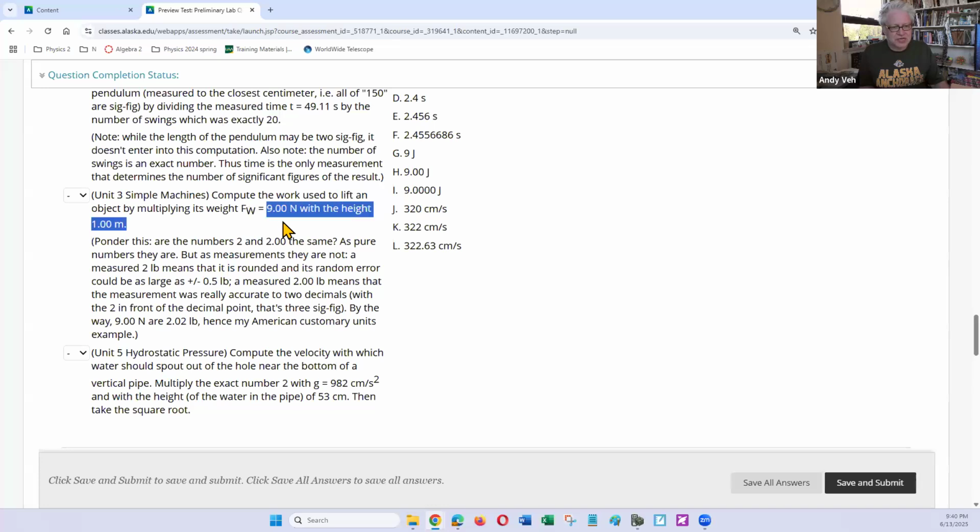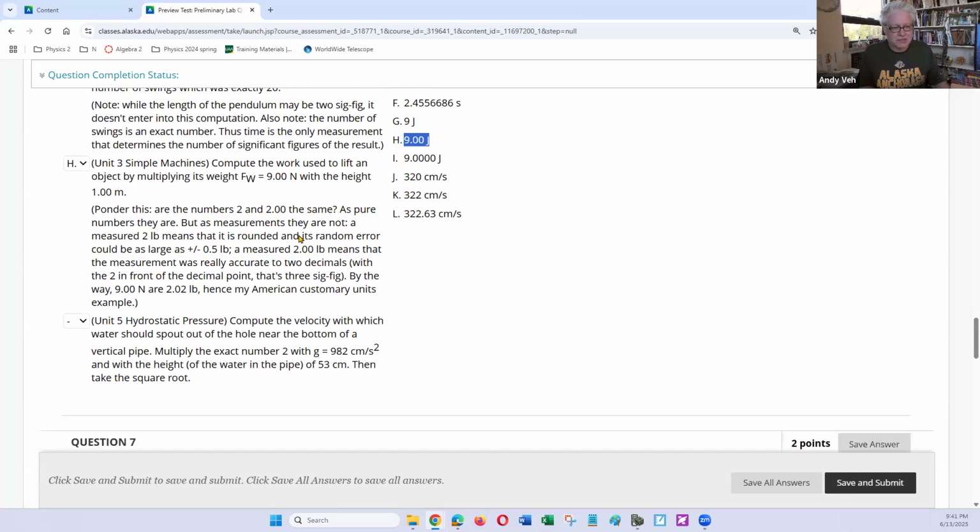This one here is simply 9.00 times 1.00, which is still 9. That's what your calculator shows you. However, the correct answer is this one here, so 9.00 joules, because this was measured accurately to 3 significant figures, hence 3.